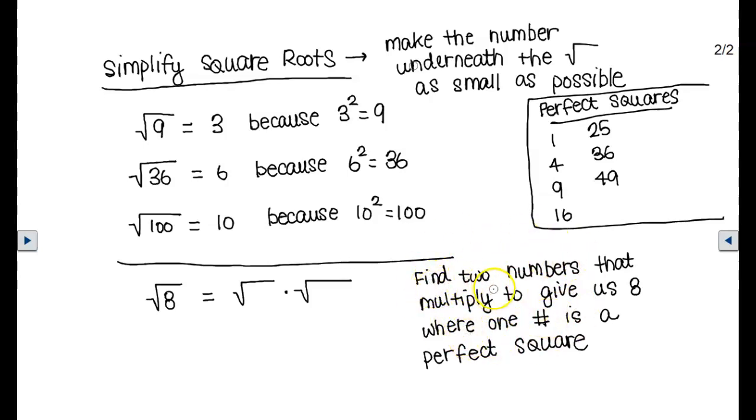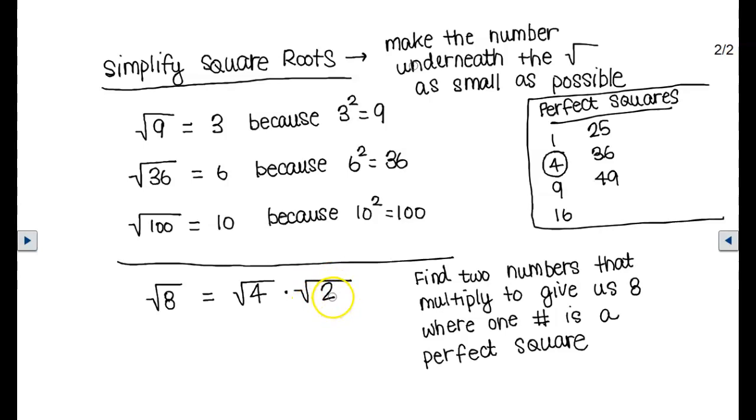We're being asked to find two numbers that multiply to give us 8, where one of the numbers is a perfect square. So if I look at my list, I know that if I use the number 4, I can find factors that will give me 8. So I know that 8 is 4 times 2. So I'm going to rewrite the square root of 8 as the square root of 4 times the square root of 2. Notice I've taken the 8 and I've split it up so that one number is a perfect square while the other is not. So this first one is something I can do, and the second one is something that I can't do the square root of.